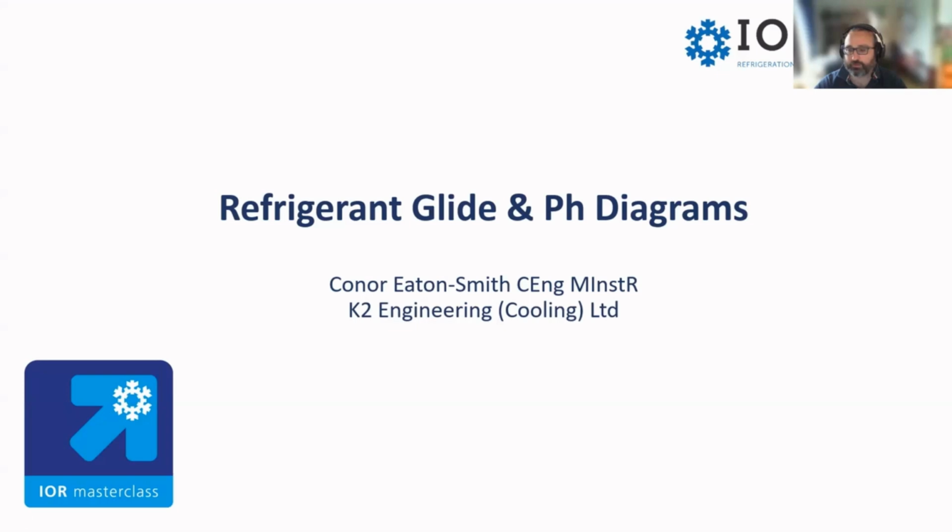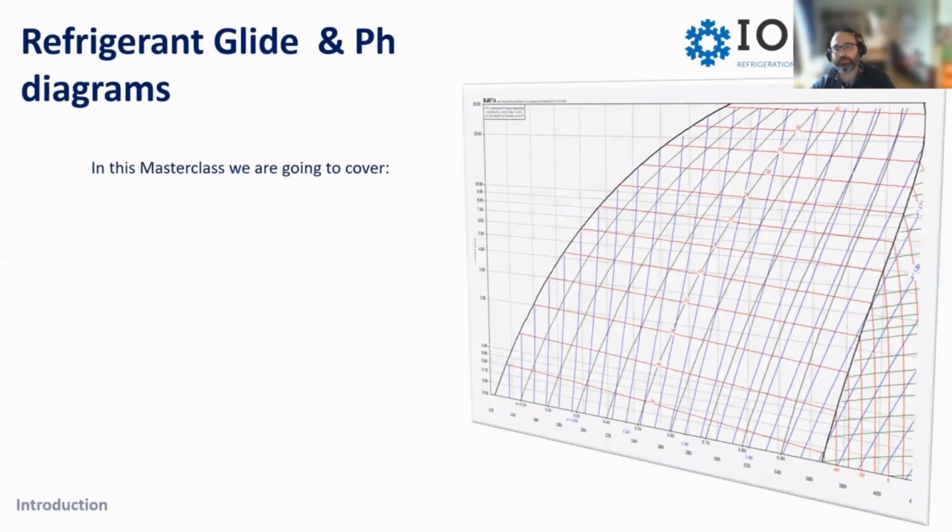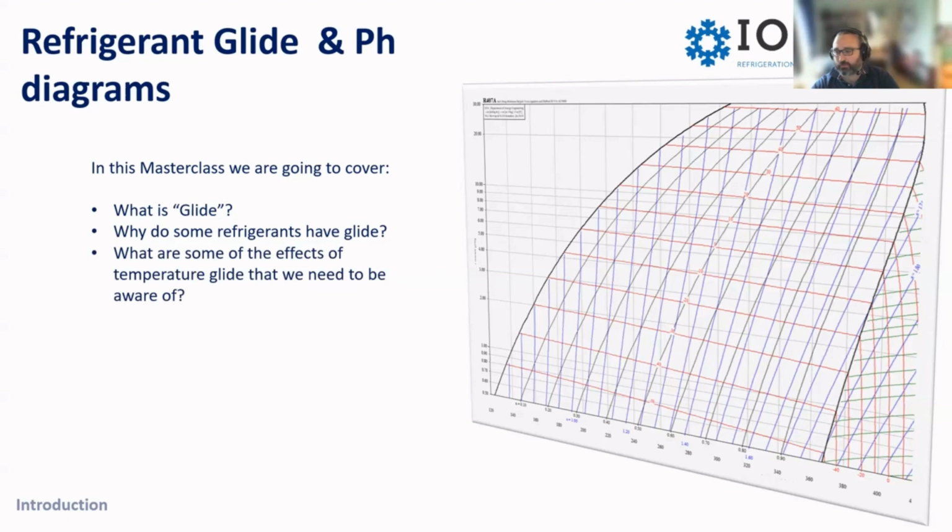So there we go. Refrigerants that possess glide have become much more common over the last 20 years. And we're going to find out what refrigerant glide is, why we have refrigerant glide, and what some of the effects of refrigerant glide are that we need to be aware of, and how we can find these things out via the log pH diagram.